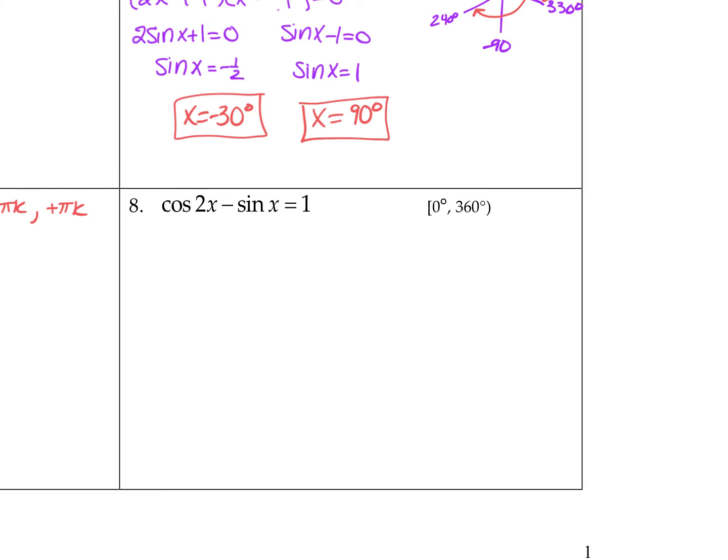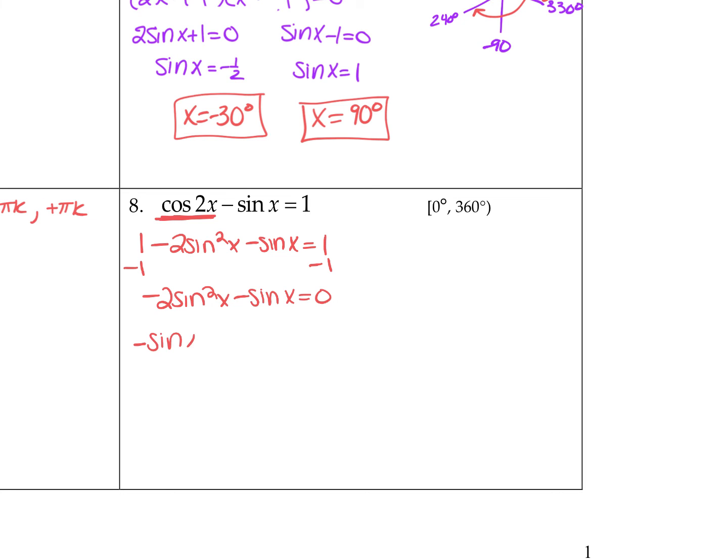In number 8, I have two different trig functions. I need to change this so it's all the same trig function. So I'm going to use one of my cosine of double angle formulas. One of those has to do with sine. It's 1 minus 2 sine squared minus sine. Now I can see I have a sine squared, which means that this is a quadratic, so I know I need it equal to 0. So I'll end up with negative 2 sine squared minus sine equals 0.